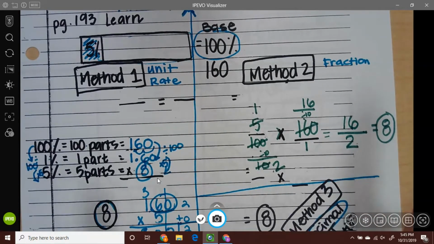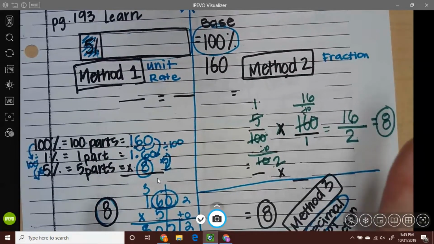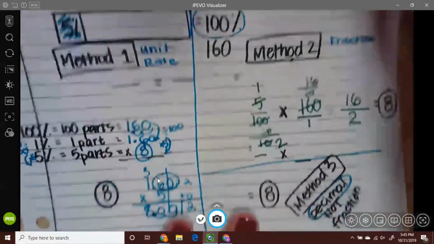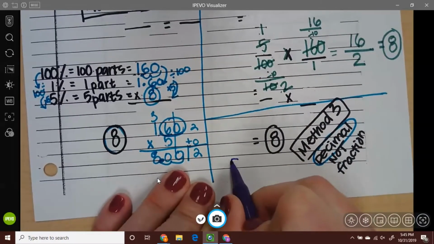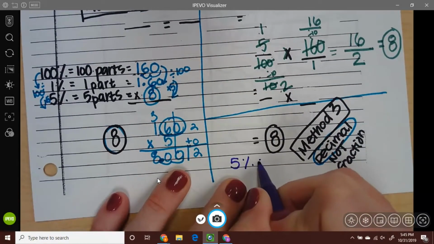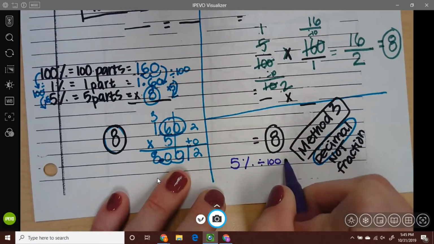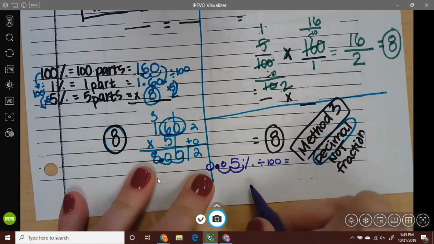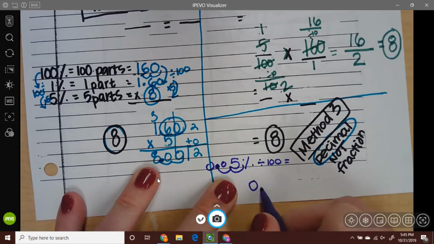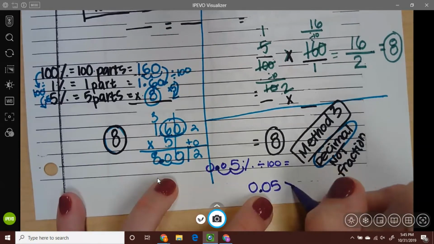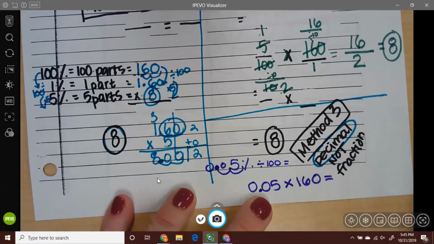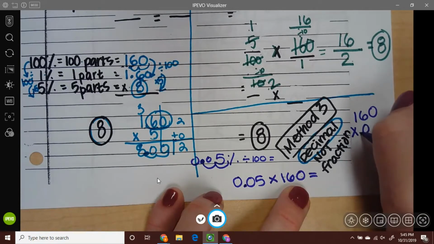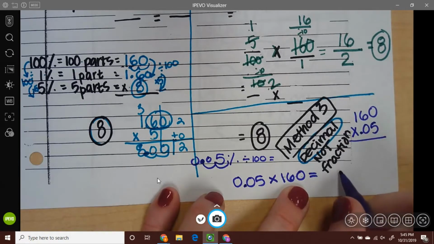Okay. Then we have method number 3, which is to take that 5% and just divide it by 100 to get it to be a decimal. So we divide it by 100 by moving the decimal place 2 to the left. So 5% would be 5 hundredths times 160. And then you can use your calculator for that again, or you can take 160 times 5 hundredths. Either way, you're going to get 8. Okay. So unless it tells you a specific method that you have to use when you're doing your independent practice, you can pick and choose which one you'd like.